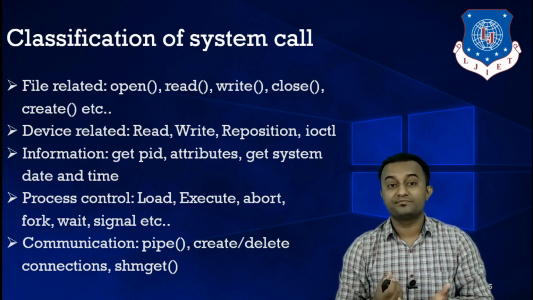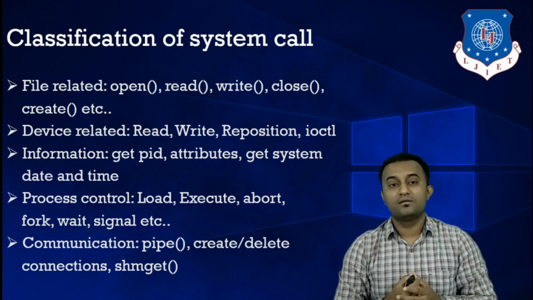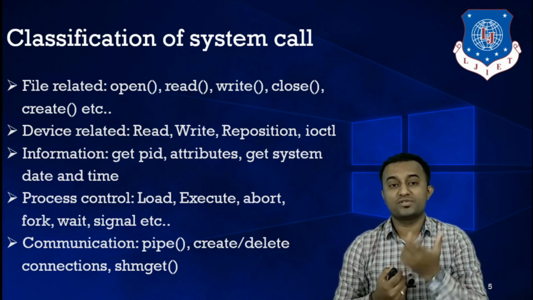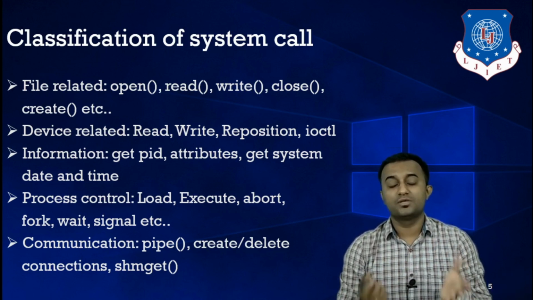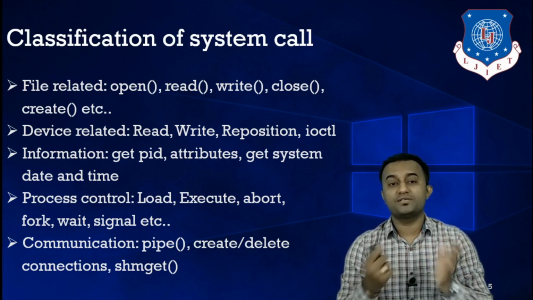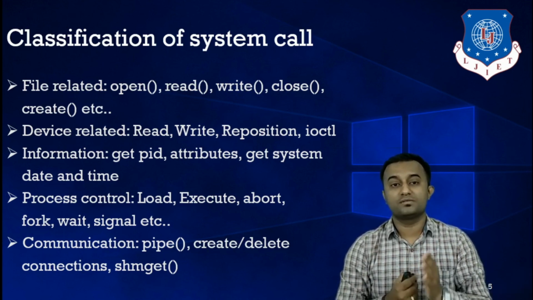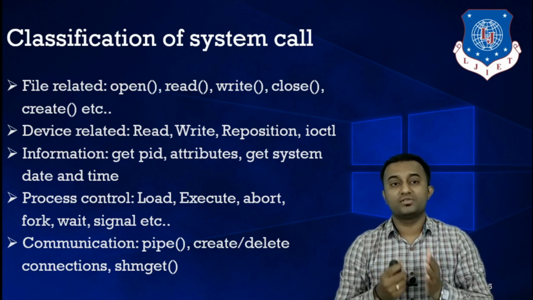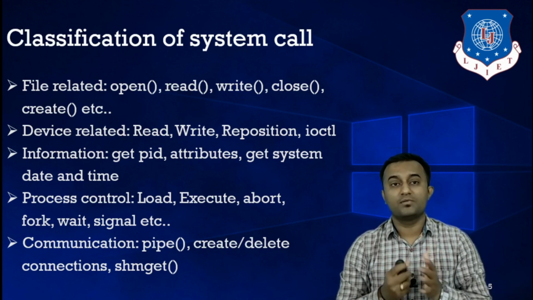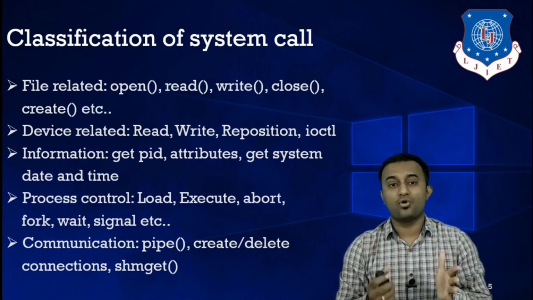Shared memory system calls, the SHM get system call can be used, because when you are talking about inter-process communication, the concept of shared memory can be used, and the concept of message passing can be used. So for communication related system calls, these are the different system calls that we have. So these are the different categories, or we can say the classification, of system calls.